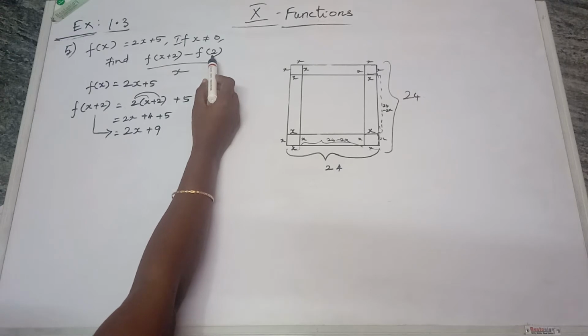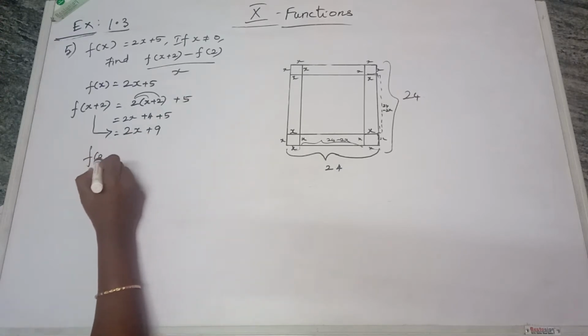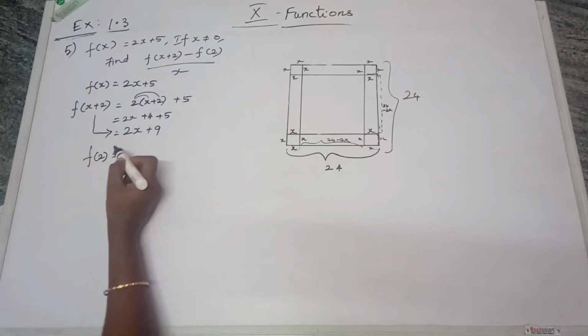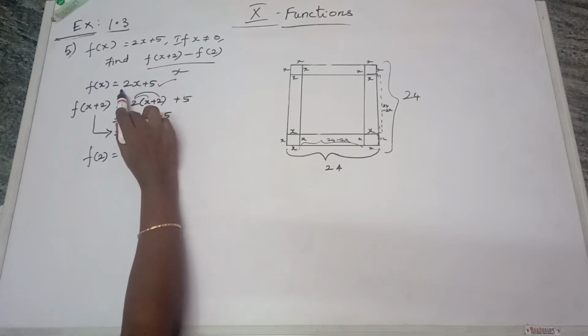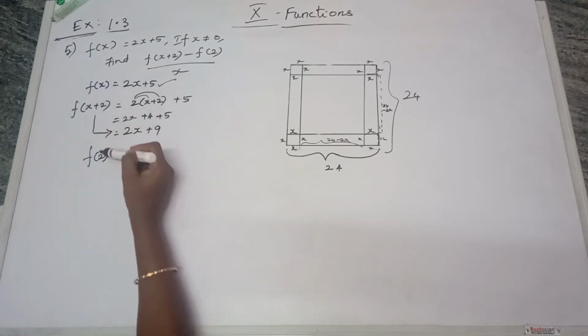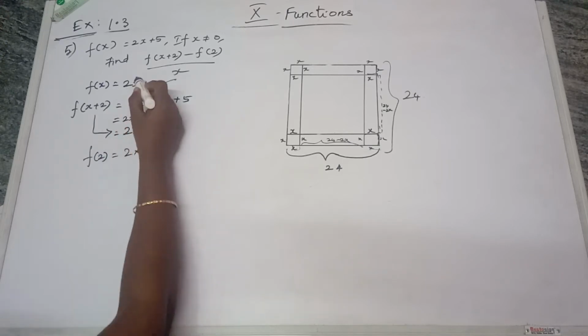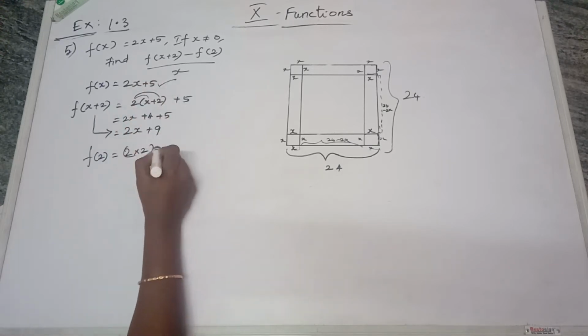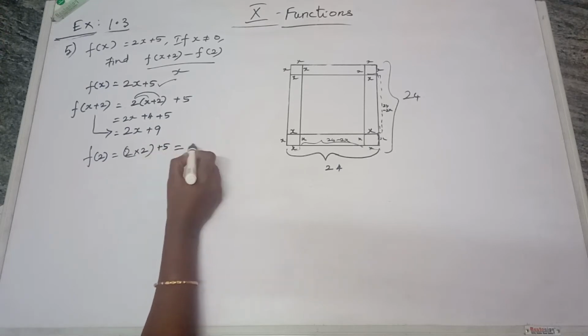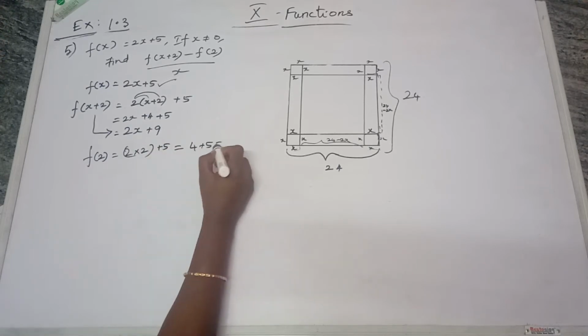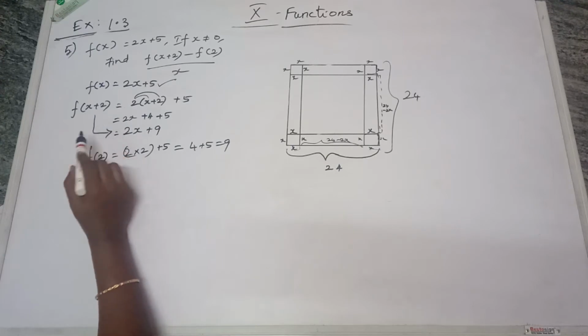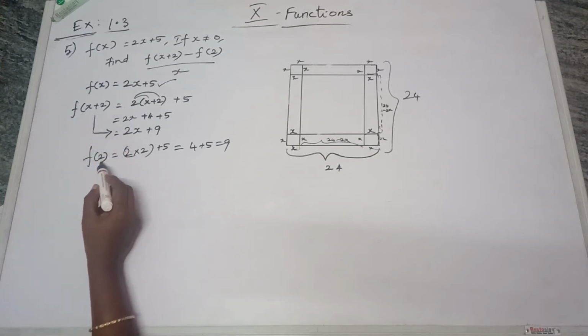Then we have to find f(2). So here f(2) equals, we have to substitute in this place. Here what is f(x)? 2x + 5. So in the place of x you have to substitute 2 here. So 2 into 2 plus 5. So here 2 twos are 4, 4 plus 5 is nothing but 9. Okay, so now we have found the f(x + 2) and f(2) values.